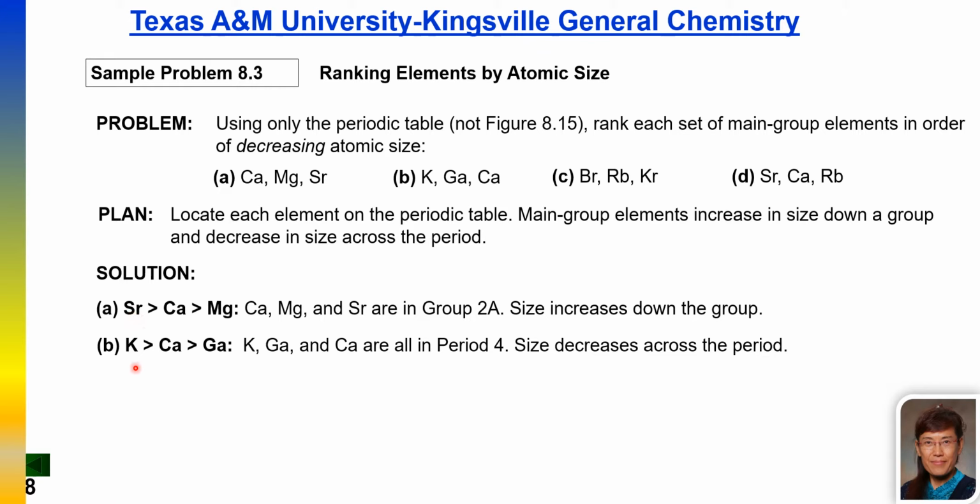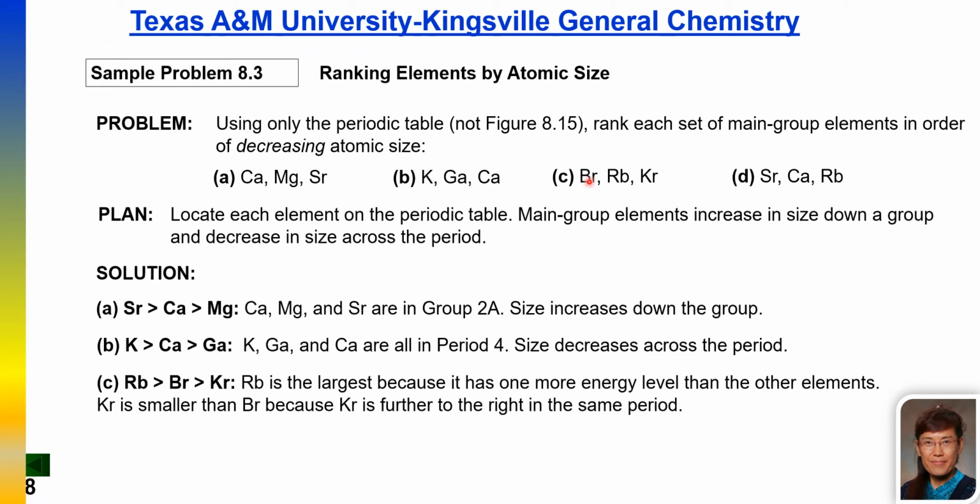Let's see these three different elements. Where are they located? They are all in period number 4. From the left to the right in period 4, atomic size decreases. K, potassium, is the largest, calcium is the second one, and gallium is the smallest one.